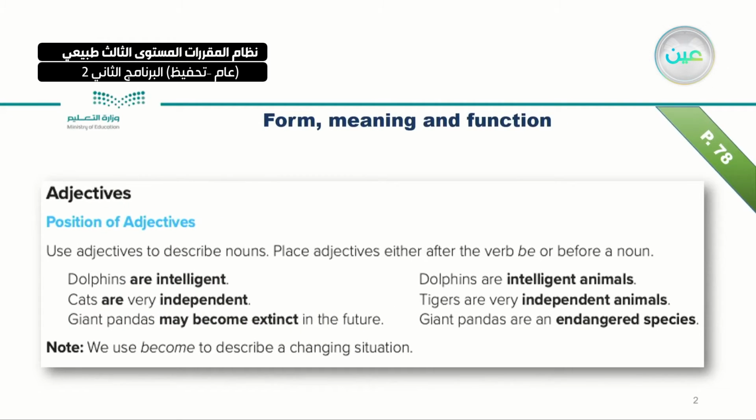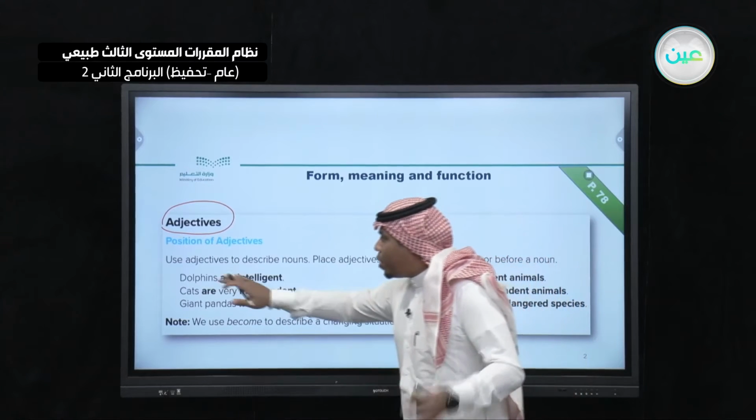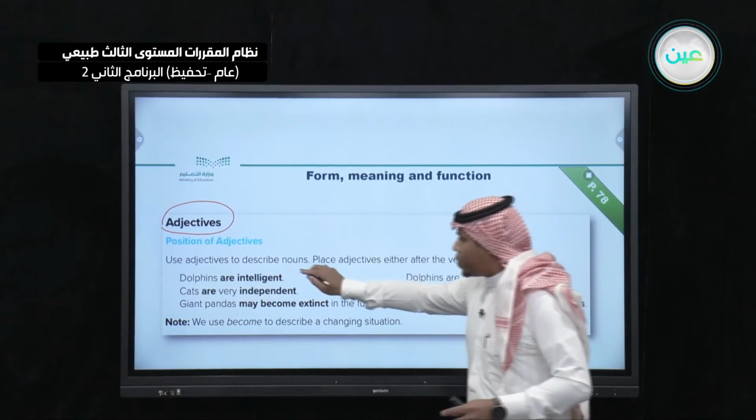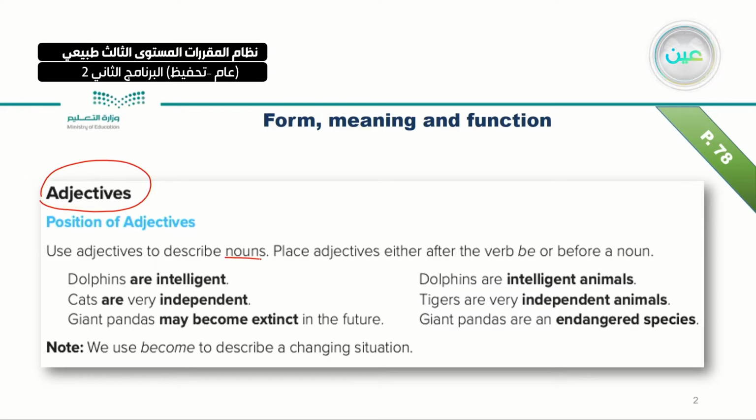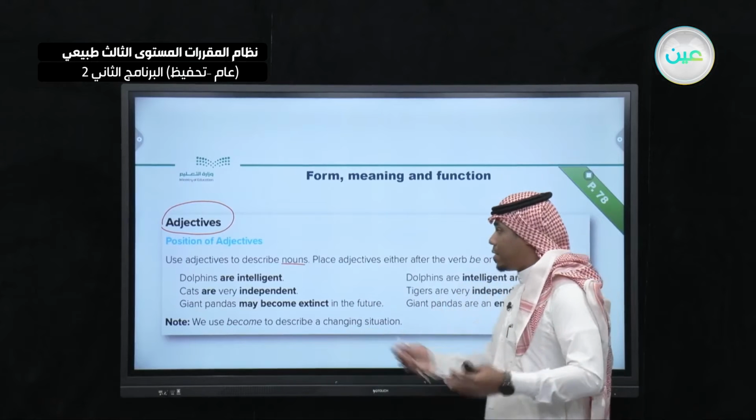Now, let's see. We'll start with form, meaning, and function. Mainly today, we'll talk about adjectives. When we talk about adjectives, it means that we are going to describe a noun, or sometimes a pronoun, of course. But we use adjectives to describe nouns. Let's see where we can put these adjectives.